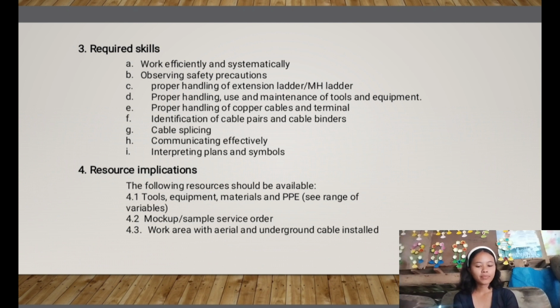Number 4, resource implications. The following resources should be available: tools, equipment, materials, and PPE, mock-up sample service order, and work area with aerial and underground cable installed. These fall under resource implications.